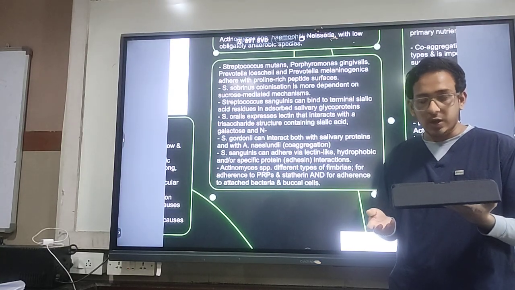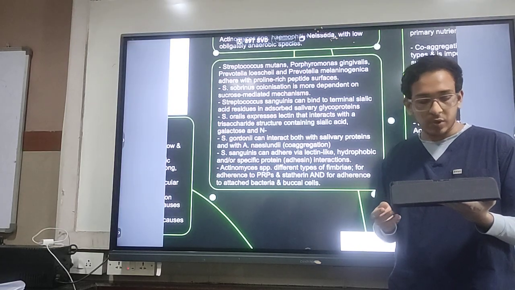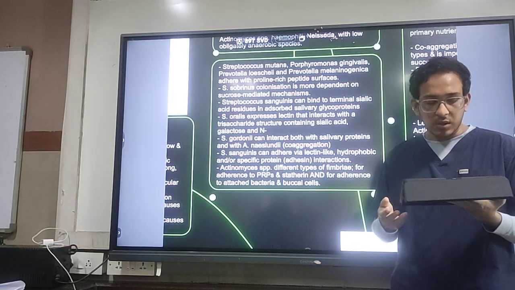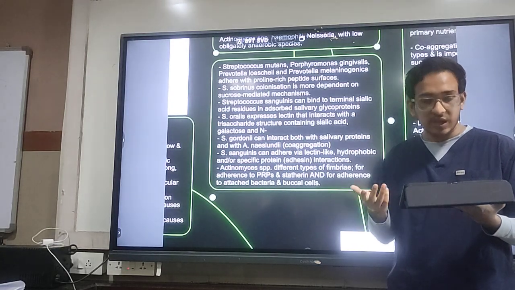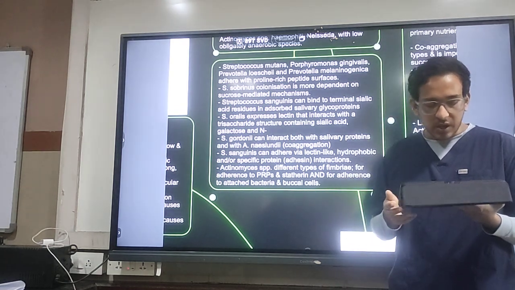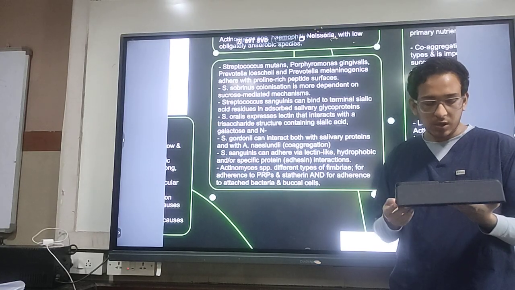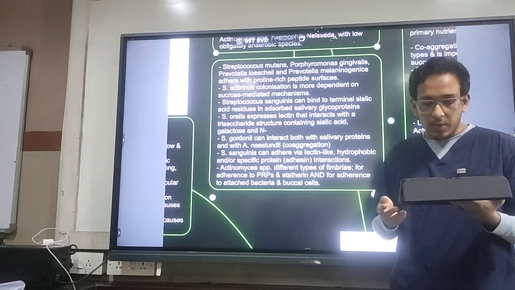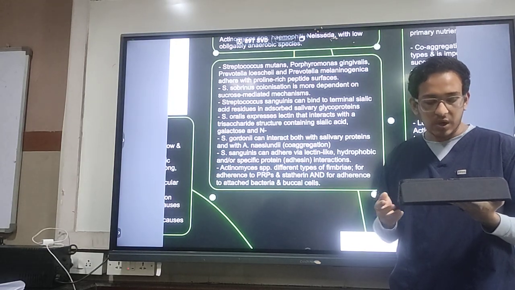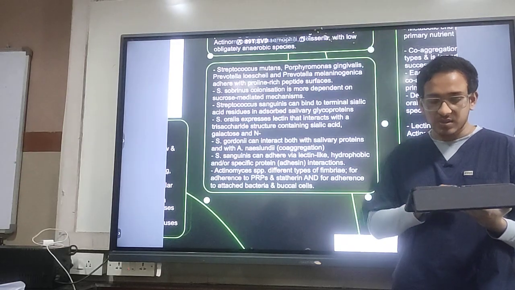and galactose. S. gordonii can interact with both salivary proteins and Nocardia, which is the co-aggregation between the two bacteria. And in Actinomyces spp., different types of fimbriae are present for adherence to the PRPs and statherin, and for adherence to attached bacteria and buccal surfaces.